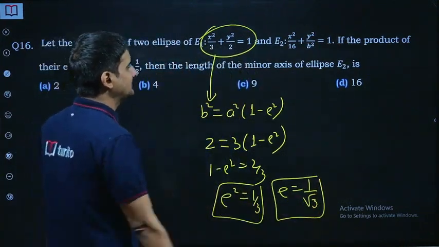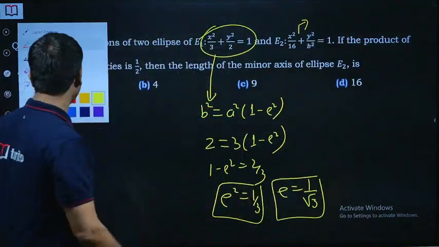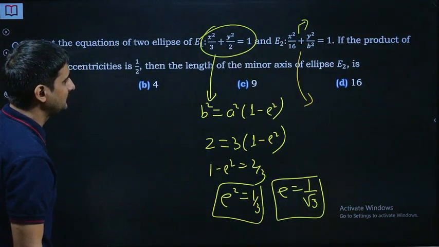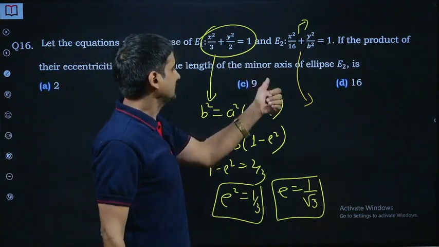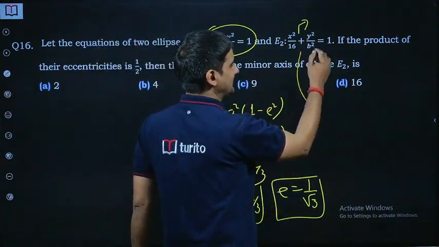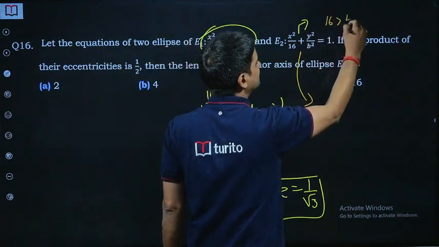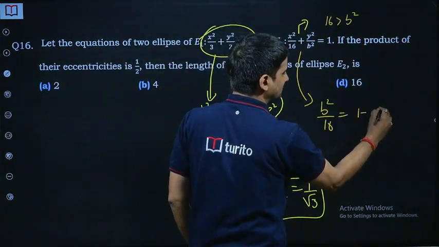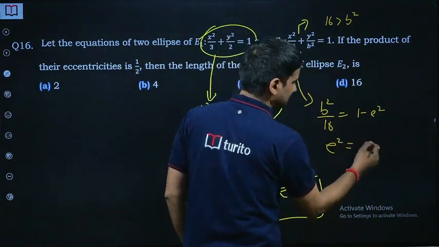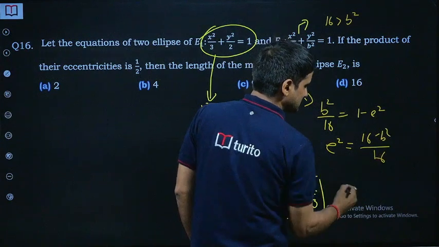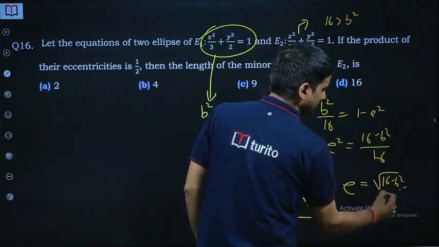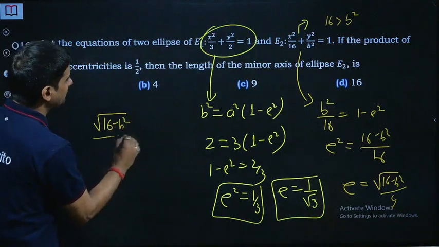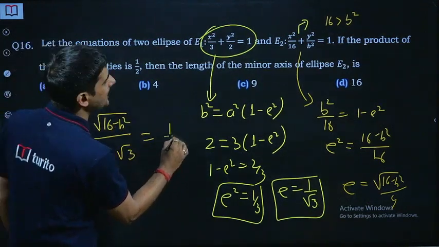That's one. And for the second one, again I am assuming it to be a horizontal one. Anything said about the length of the minor axis of the ellipse? Let's see. Okay, of course if they have asked for it, let's try it. So I am assuming that 16 is greater than b square. Let's see what we get. Okay, so again b square by 16 is equal to 1 minus e square. So e square is 16 minus b square by 16. So e is under root of 16 minus b square by 4. The product of these two is given. So it's under root of 16 minus b square by 4 root 3 is equal to half.